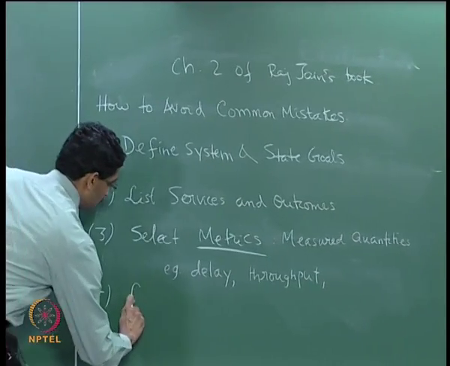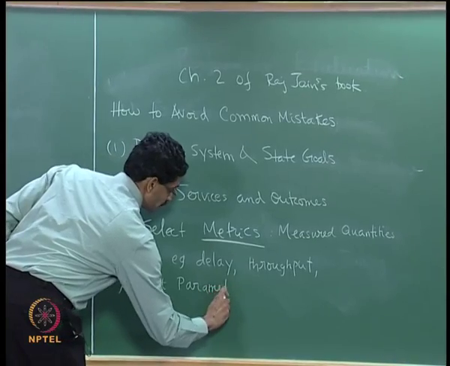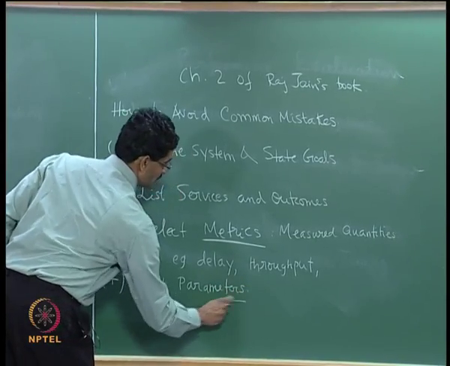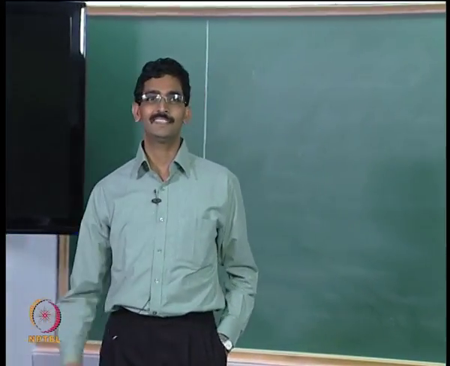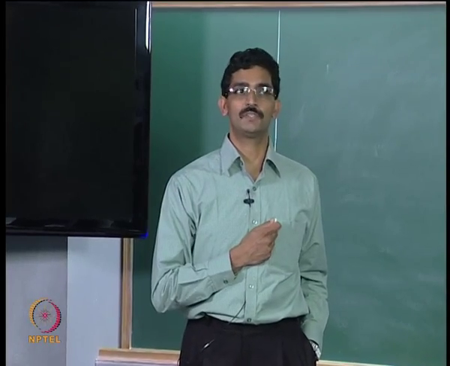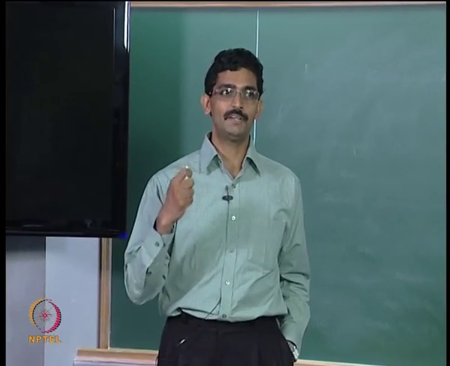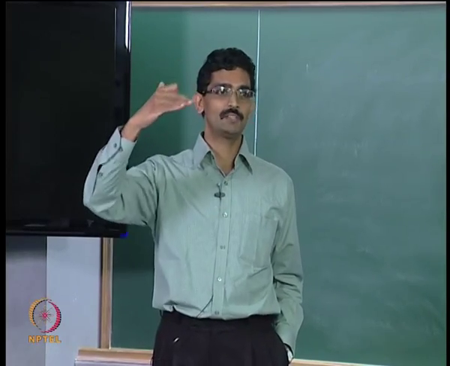Then you list the parameters. Okay. So parameter is something that will control the behavior of the system, that will have an impact on the system's performance. Okay. So this parameter is the variable, the independent variable, right. You can have several parameters on a system, right.